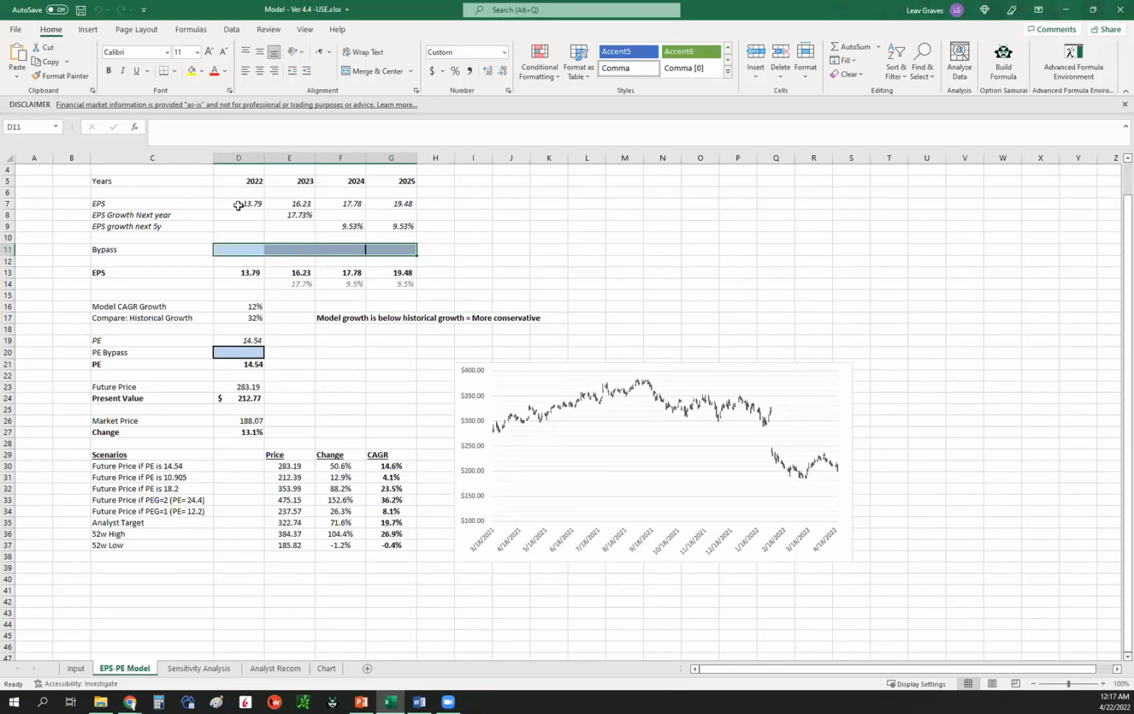We can see that right now in the last 12 months, Facebook earned about $13.8 per share, and we can see the growth that analysts project for it. I think that in the current situation, it's a bit too aggressive, so I will take it down a bit. And then we can see the current PE ratio that the company is traded at. So 14.5, which is pretty much the lowest the company has ever been traded at.